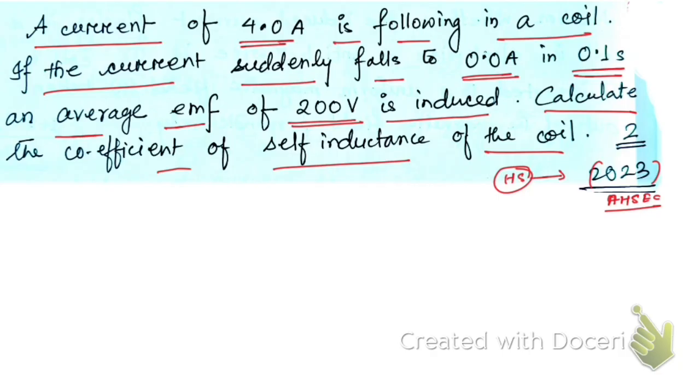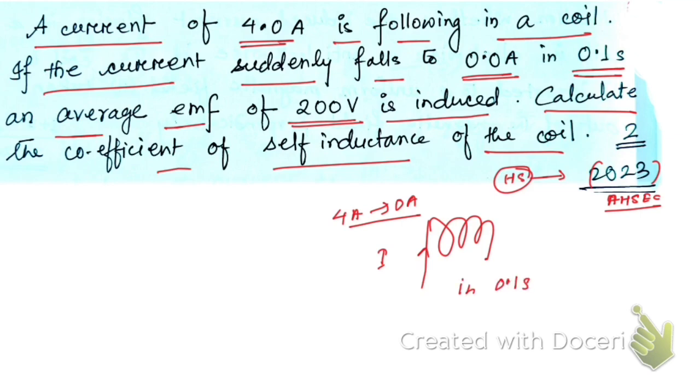Here it is given that the current I in the coil drops from 4 ampere to 0 ampere in 0.1 second. So we can say that the rate of change of current, di by dt, its magnitude is 0 ampere minus 4 ampere divided by the time, 0.1 second. That is the time given.